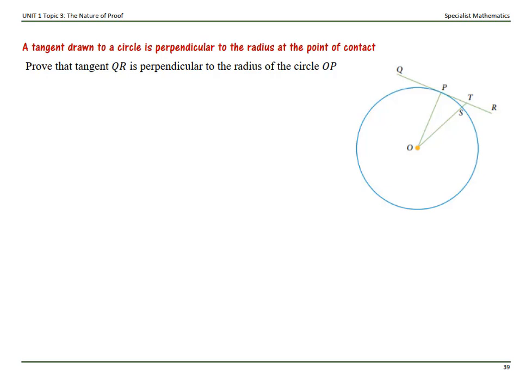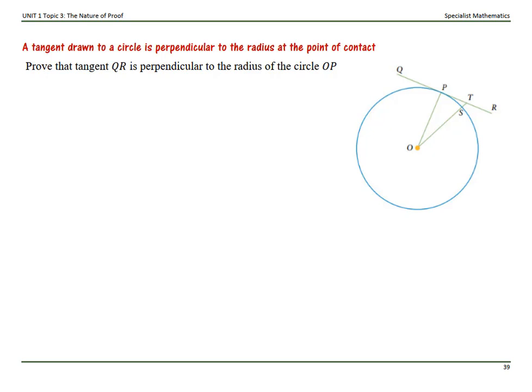This video shows the proof that a tangent drawn to a circle is perpendicular to the radius at the point of contact. So we're going to prove that the tangent QR is perpendicular to the radius of the circle, OP. And we're going to do this by contradiction. So it's going to be a proof by contradiction.